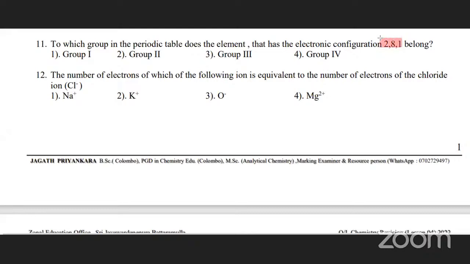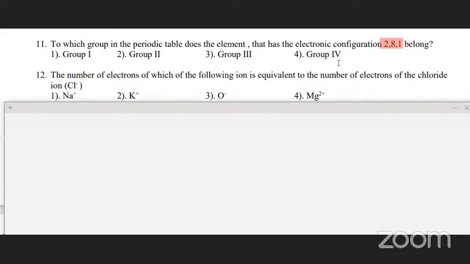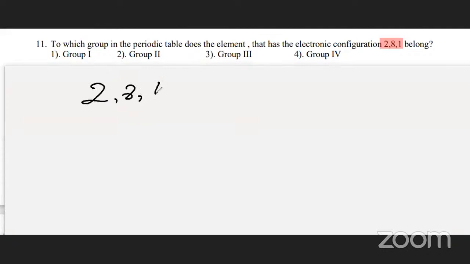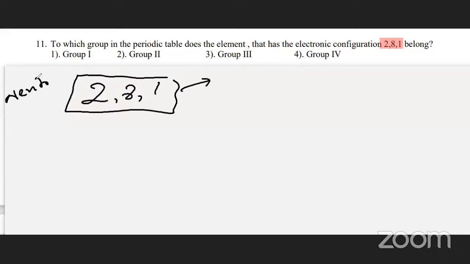Electronic configuration 2,8,1 belongs to which group and which period? Now this electronic configuration is very, very important. It can be used to predict many things about an atom. For example, you are given the configuration 2,8,1. What information can we get here? If it is a neutral atom, you can tell the atomic number. 2,8,1, the total is 11.